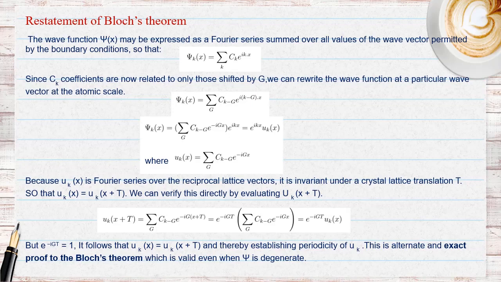That is a quite common relation: g dot t, e raised to minus ig dot t is equal to 1. It follows that uk of x is equal to uk of x plus t, thereby establishing the periodicity of uk of x. This is called the alternate and exact proof of Bloch's theorem.